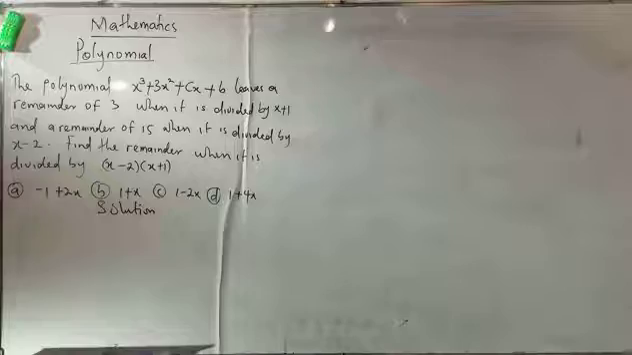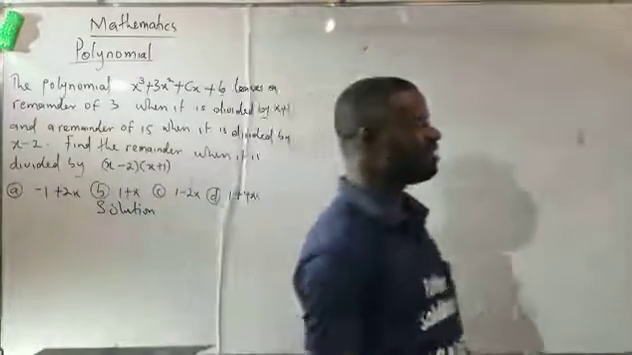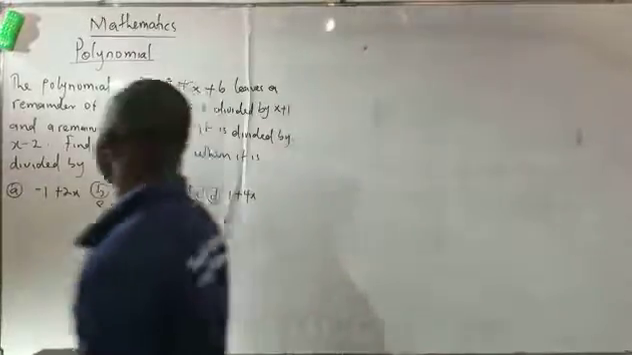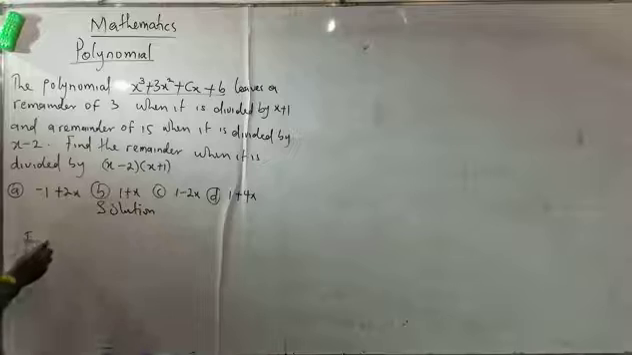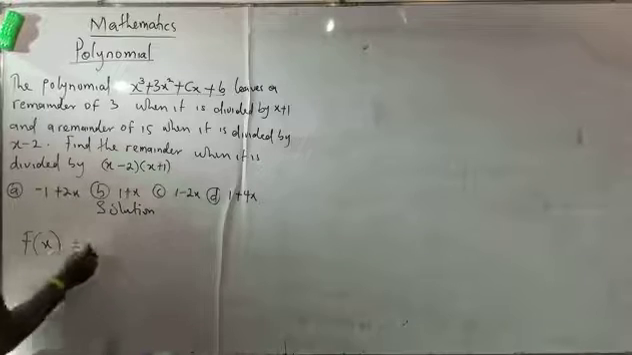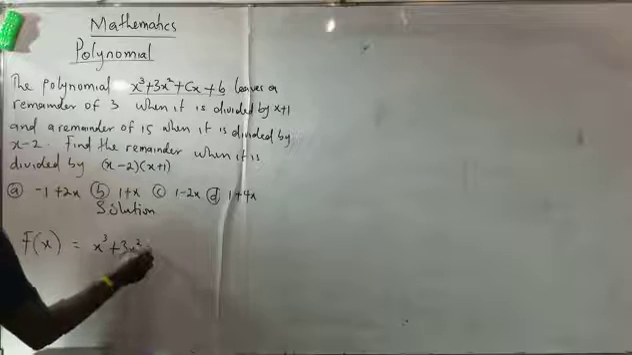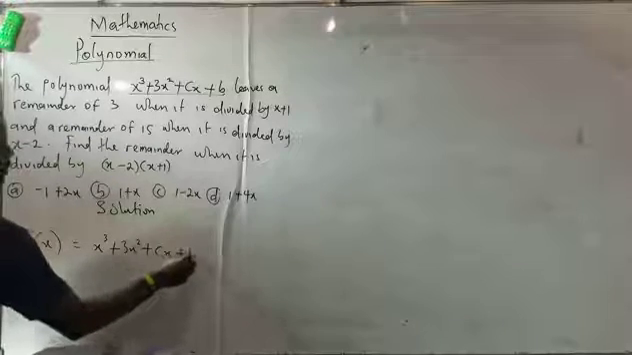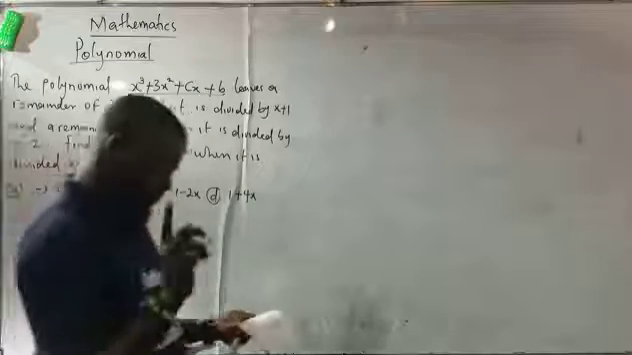The first thing I need to know is mapping, function. Let me relate this in the form of a function. It means my f of x will be equal to x cubed plus 3x squared plus ax plus b. That is the first thing I will do. Now, f of x is divided by something and it leaves a remainder. Let me quickly explain something to you.